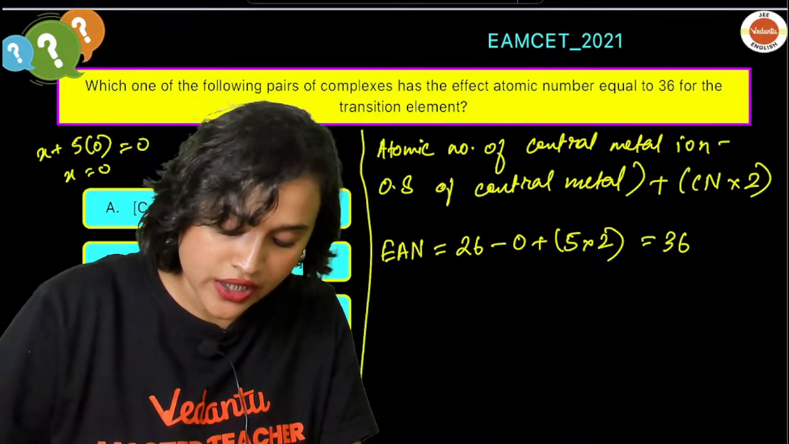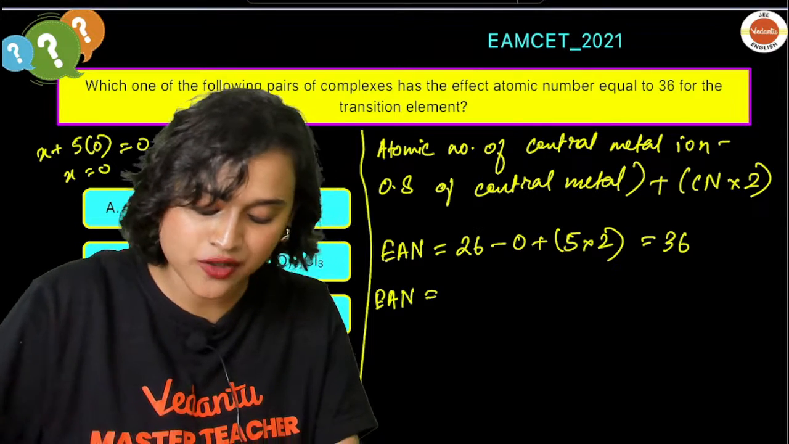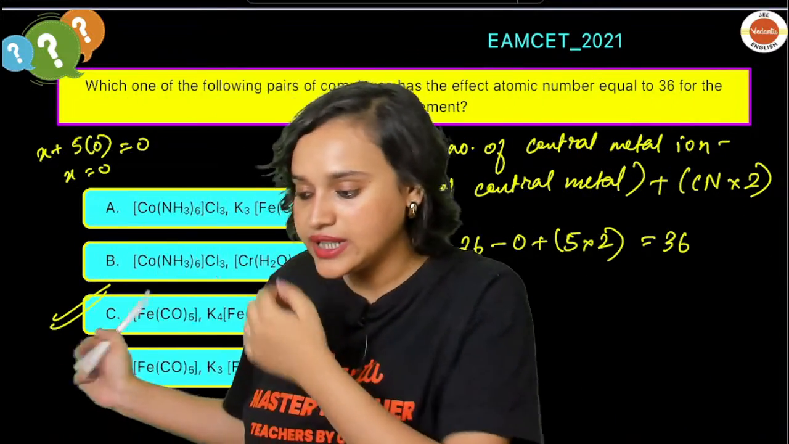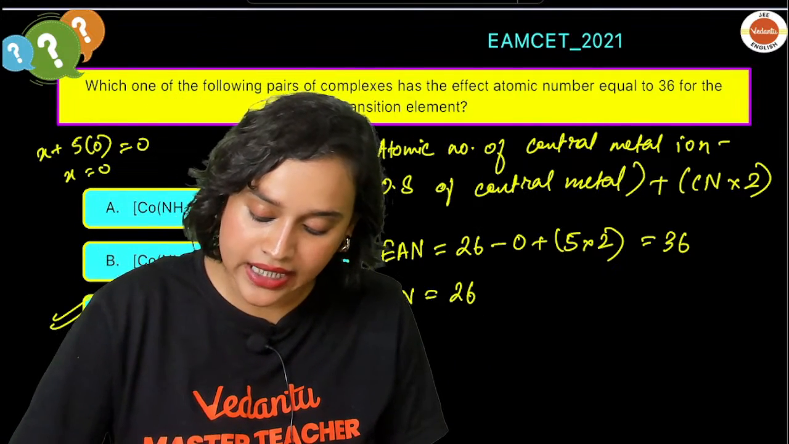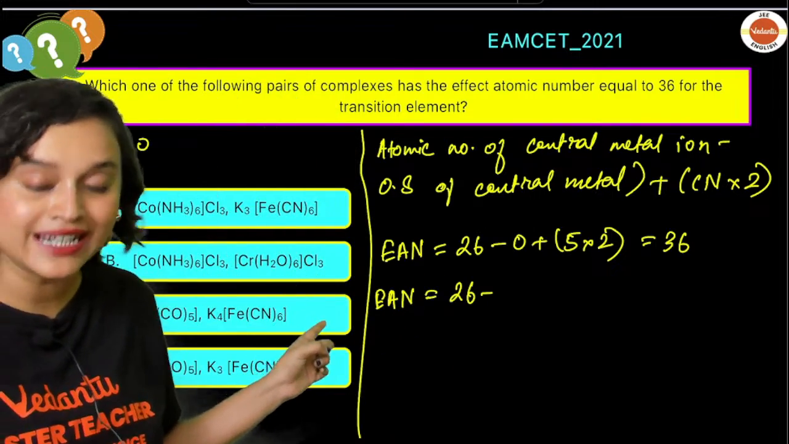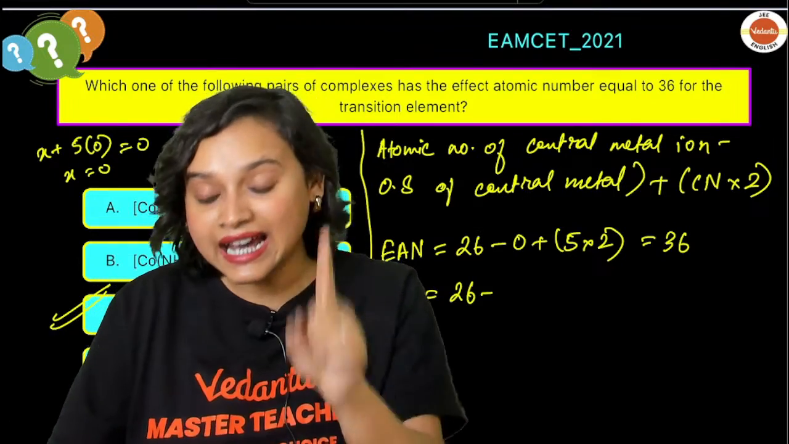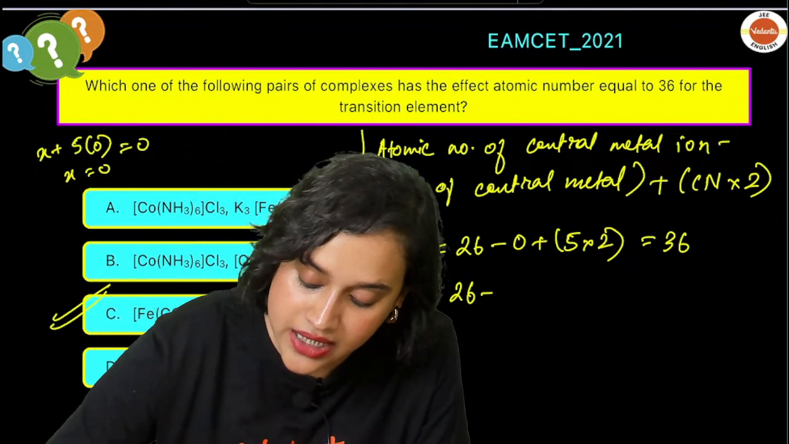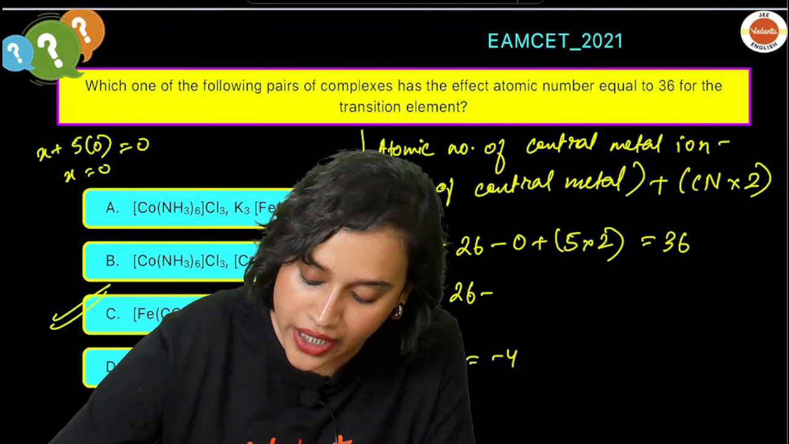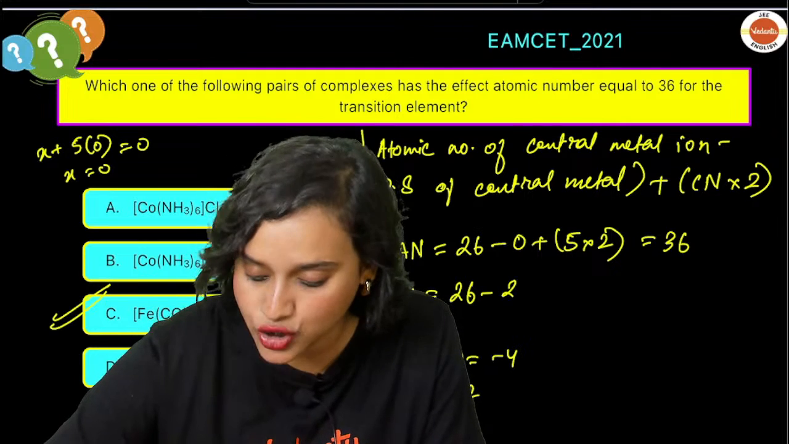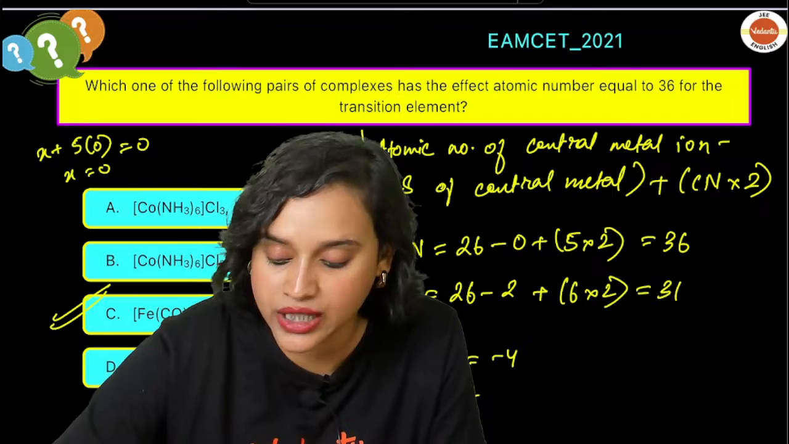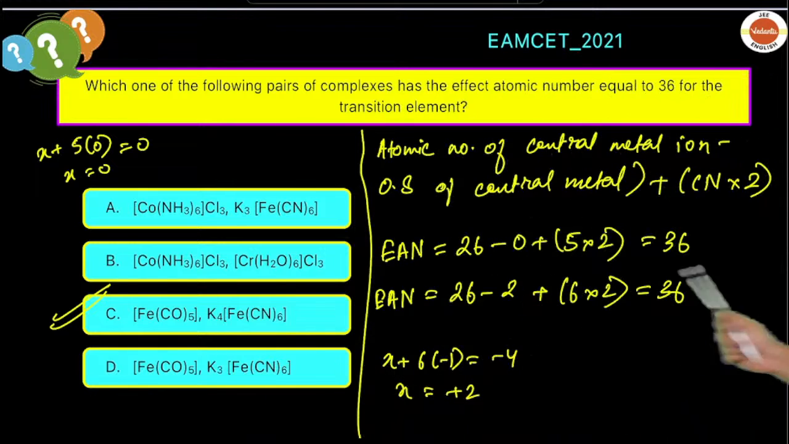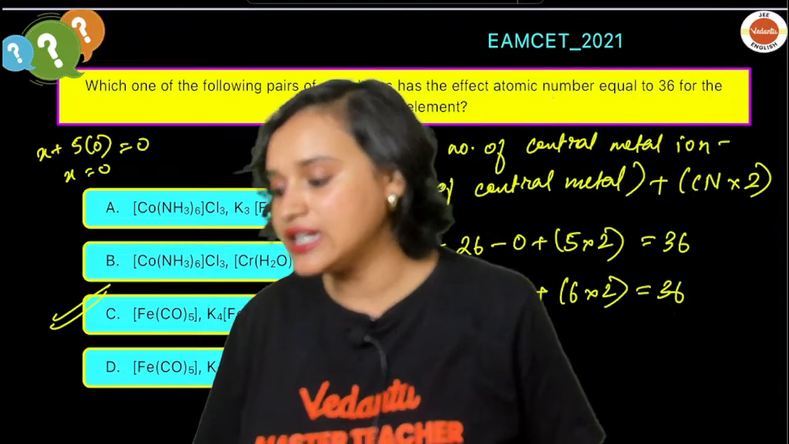Now, for the next one, which is K4[Fe(CN)6], can you see? Once again, iron has 26. Here, CN has a -1 charge, guys. So if I find the oxidation state, it will be X plus 6 multiplied by -1 is equal to -4. So X is equal to plus 2. So here I am going to write 2 plus 6 multiplied by 2. If you calculate it, you will get 36. So that means option C is your correct answer. Clear?